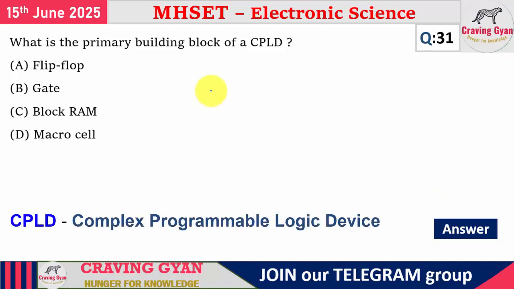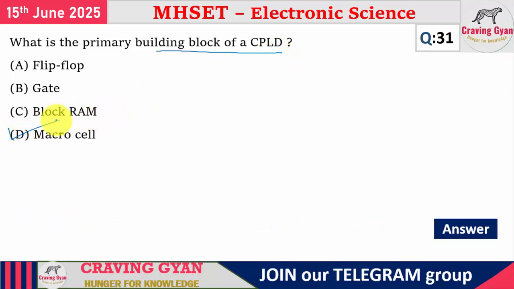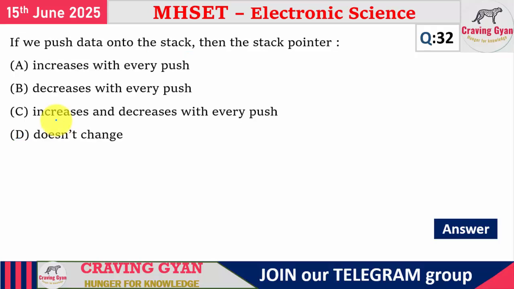31st question what they have given is, what is the primary block of a CPLD? It is a macro cell. Similarly, they can ask what is the primary block of FPGA.